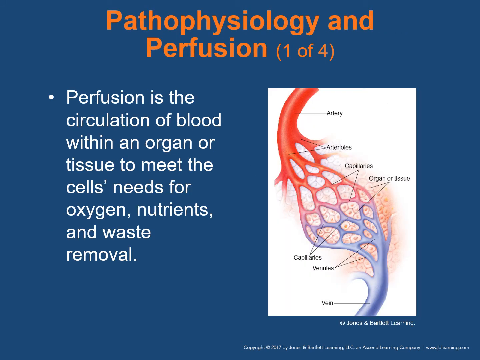As a reminder, perfusion is defined as circulation of blood within an organ or tissue to ensure appropriate levels of oxygen, nutrients, and waste removal. So perfusion is the circulation of blood to ensure delivery of oxygen and nutrients and removal of waste. And perfusion occurs at the cellular level. But it takes ensuring that the pump and the pipes and the blood are doing their job so that that adequate level is maintained.